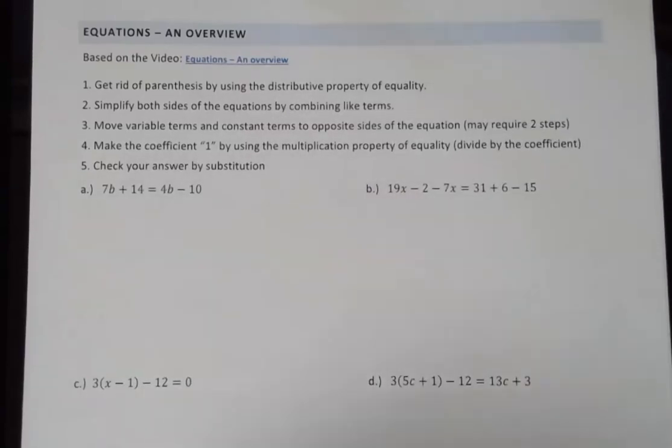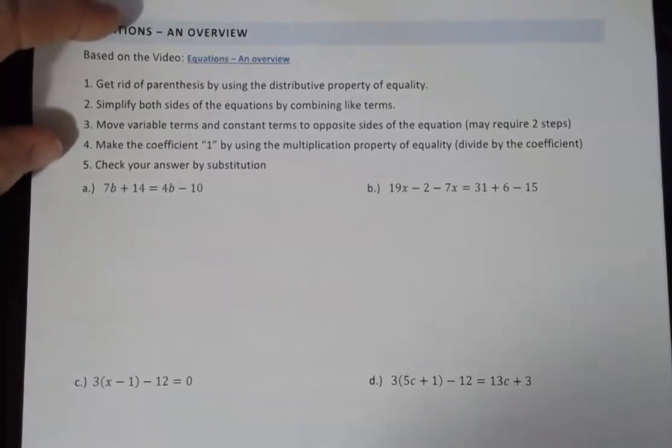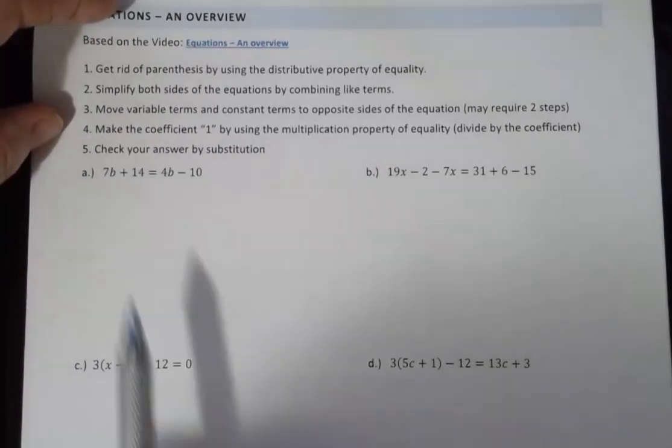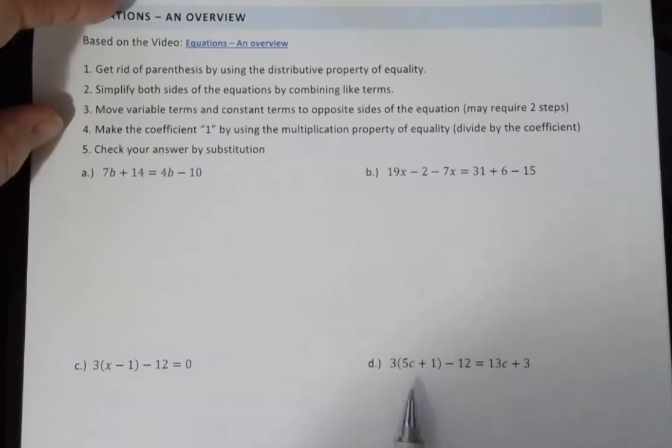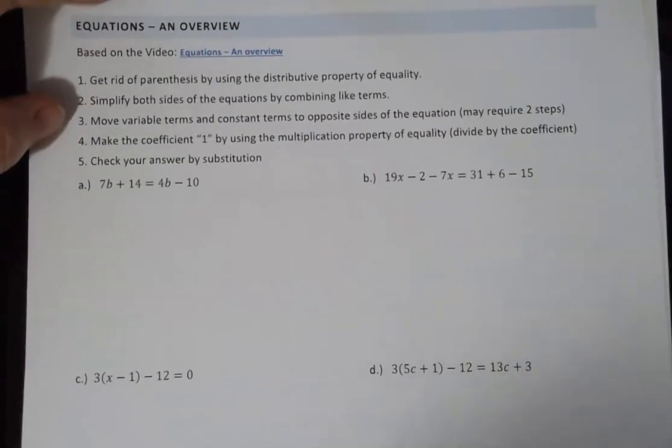This is the overview. So first, when you're solving an equation, you want to get rid of parentheses if you have them. You can see on our examples here, we don't have any parentheses in A and B. We do have parentheses in C and D, and we also have parentheses in F. So sometimes you don't have to do every step because not everything is included.